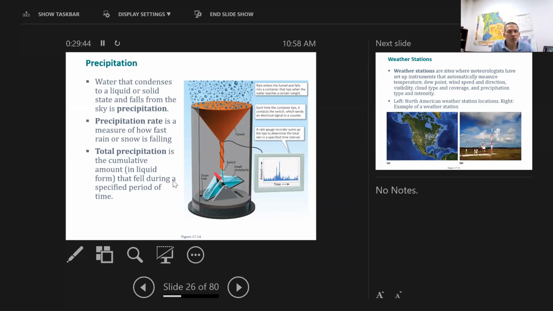Now, this funnel is going to provide bigger, more accurate readings. Also, if we had snow and we melted the snow, we can measure that amount of water in the atmosphere. Total precipitation is the cumulative amount of liquid or solid material that's turned into a liquid that fell over a specified period of time. So it could be the 24-hour total precipitation or 36-hour, or the event from when the rain started to when the rain stopped. And so we can measure this over a period of time.